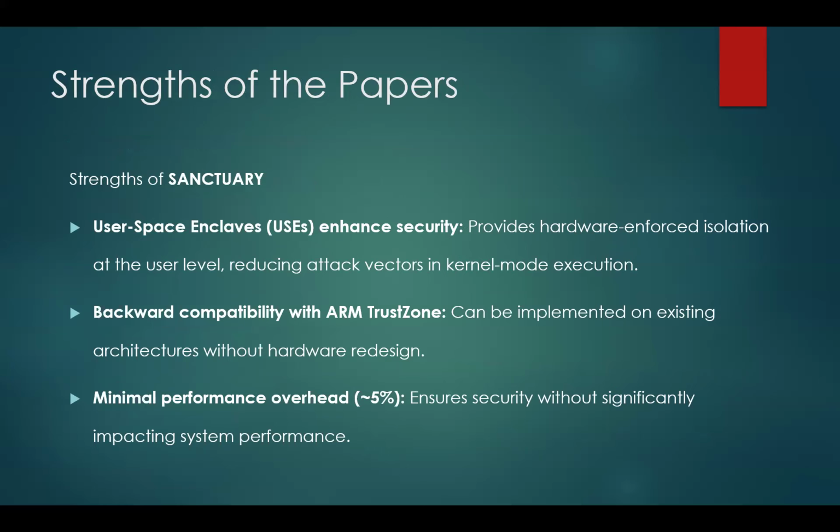Let's discuss the strengths and weaknesses of the papers. The strengths of paper 1, Century, are as follows. User space enclaves are used to enhance security. So it provides hardware enforced isolation at user level, reducing attack vectors in kernel mode execution only. The second strength is backwards compatibility with ARM TrustZone. It can be implemented on existing architectures without hardware redesign and with minimal performance overhead. It ensures security without significantly impacting the system performance.